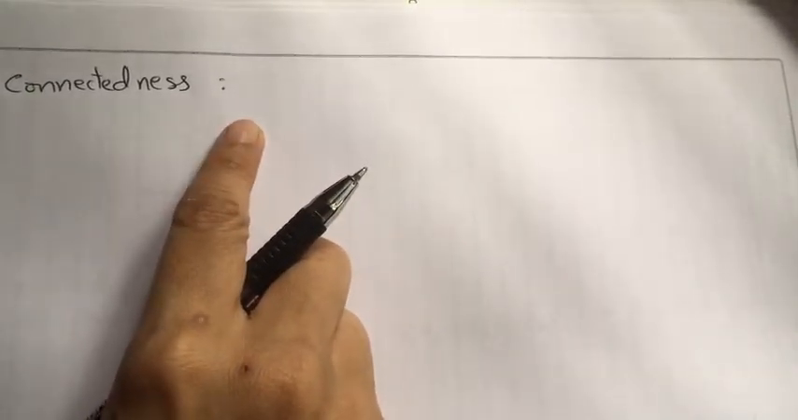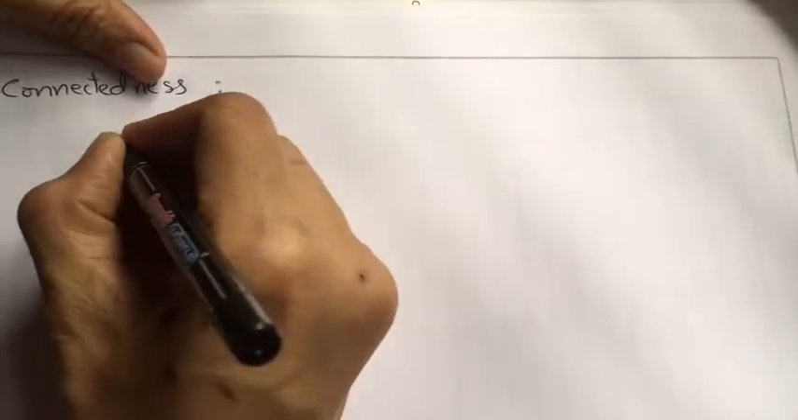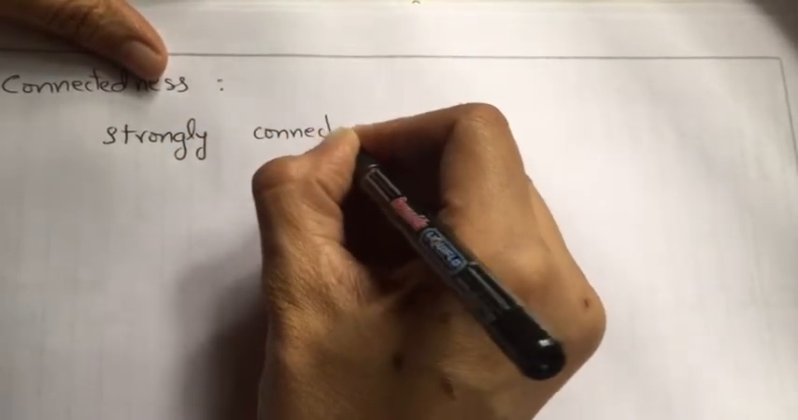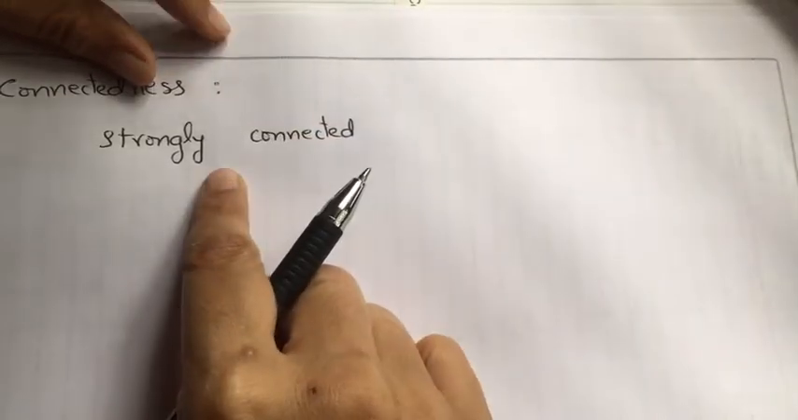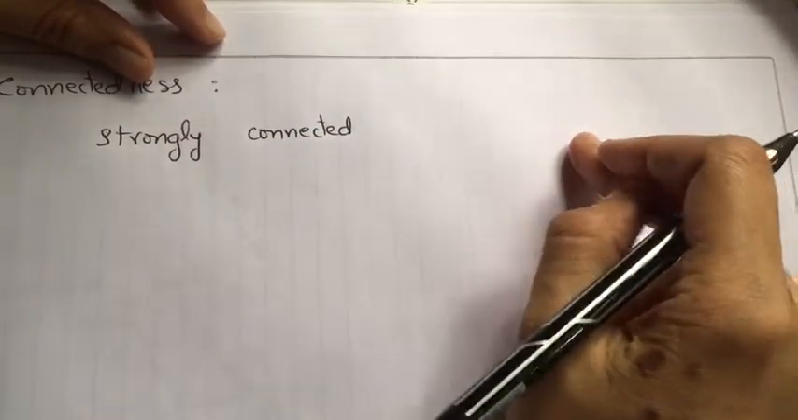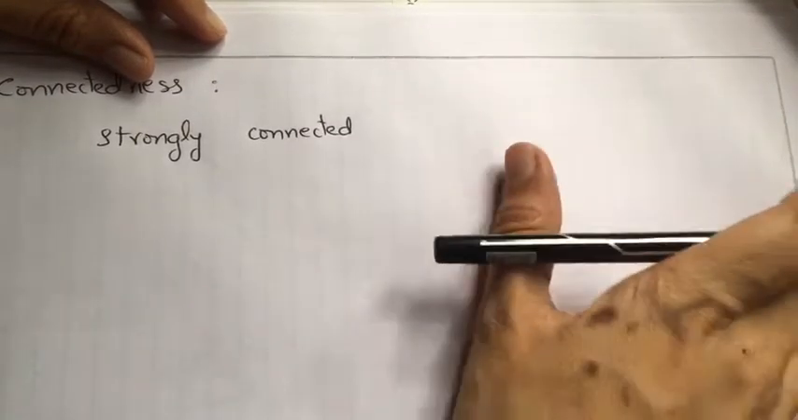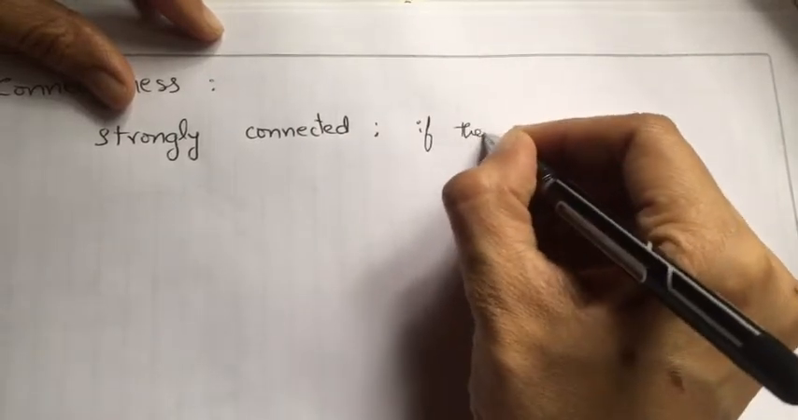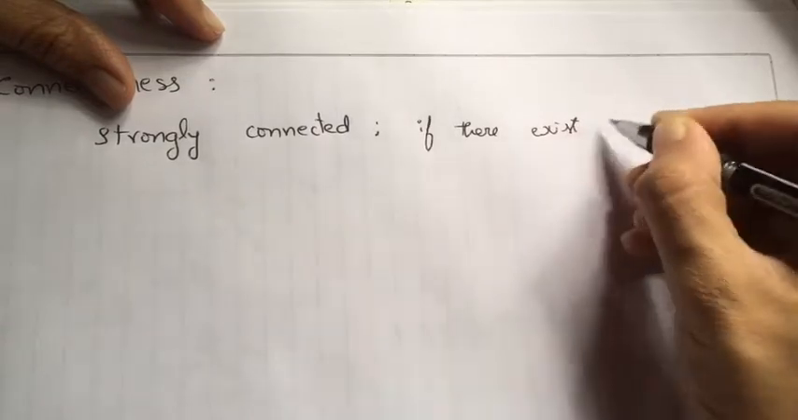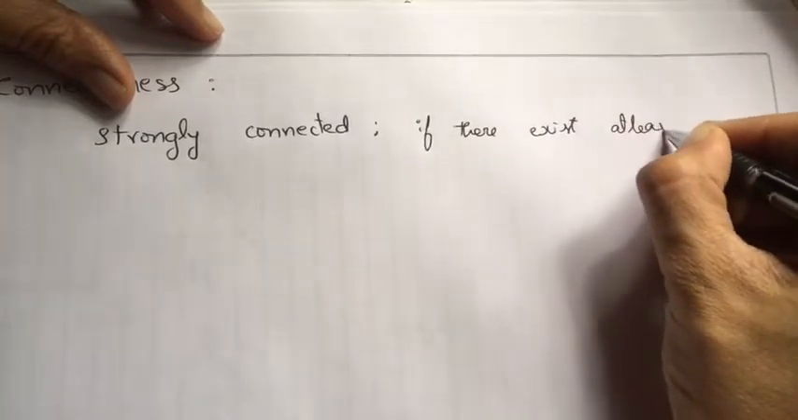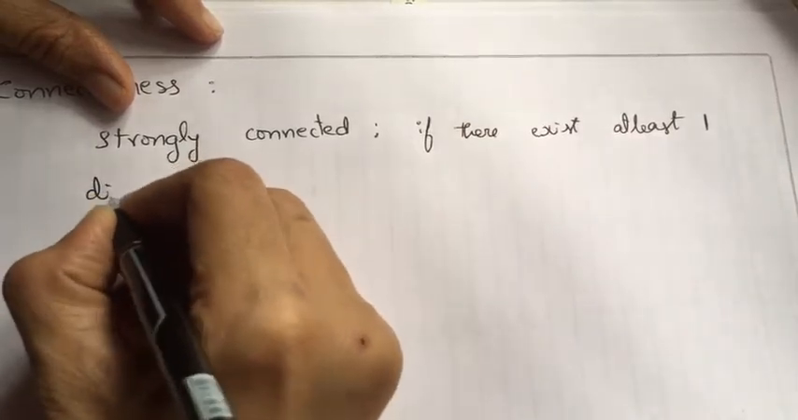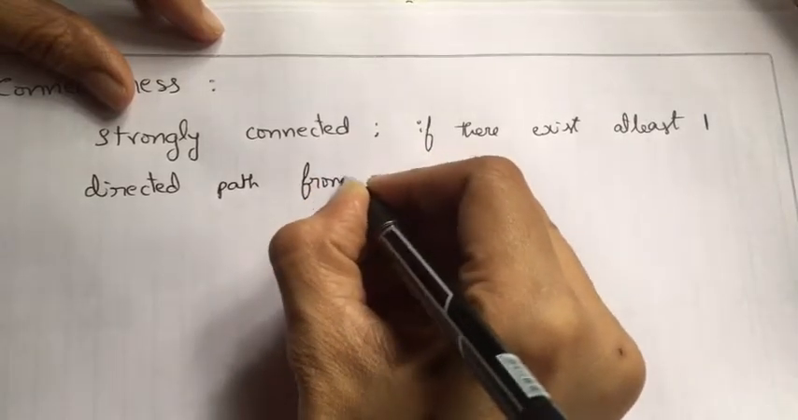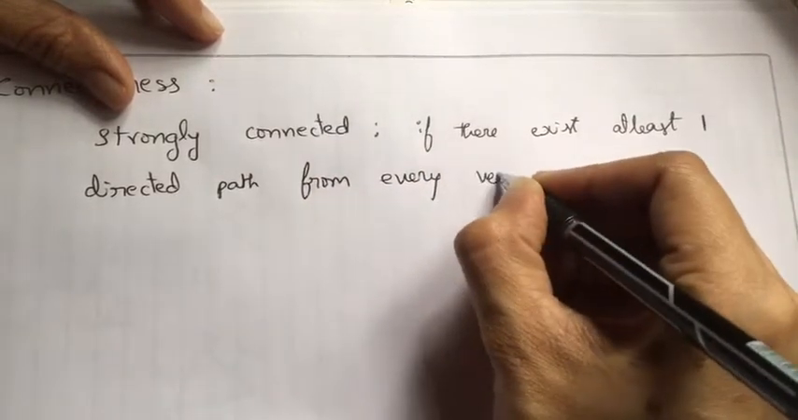A digraph G is said to be strongly connected if there is at least one directed path from every vertex to every other vertex.